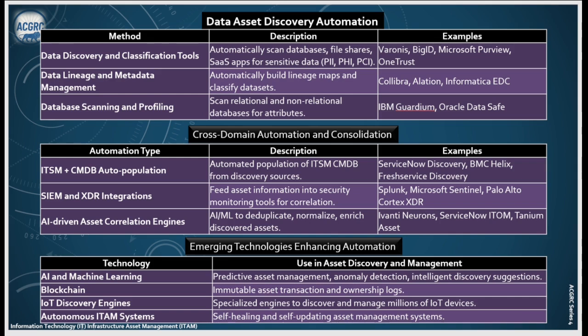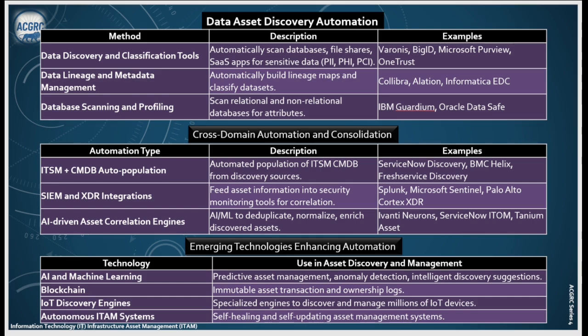When we look at AI-driven asset correlation engines, we have tools like Ivanti Neurons, ServiceNow ITAM, Tanium Assets. It's used for AI/ML to deduplicate, normalize, and enrich discovered assets. So that's the cross-domain automation and consolidation space.